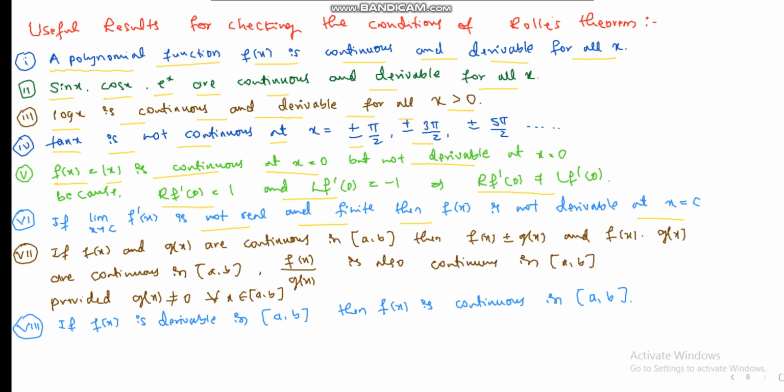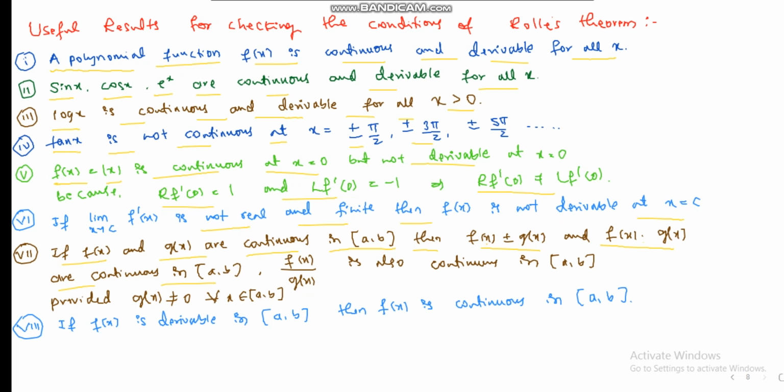If f of x and g of x are continuous in a closed interval a comma b, then f of x plus or minus g of x and f of x into g of x are continuous in the closed interval a comma b. Also f of x divided by g of x is continuous in the closed interval a comma b, provided g of x is not equal to 0, meaning the denominator is not equal to 0.